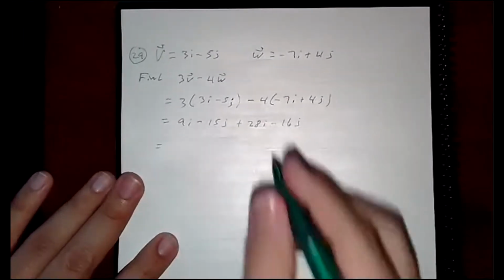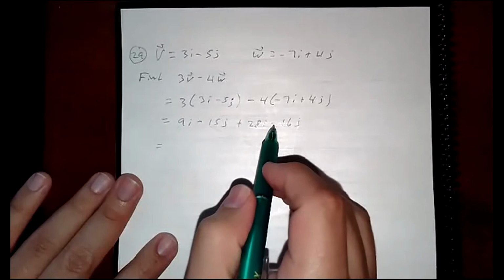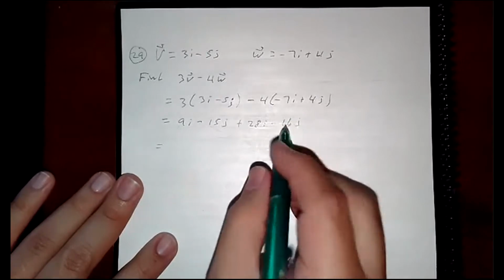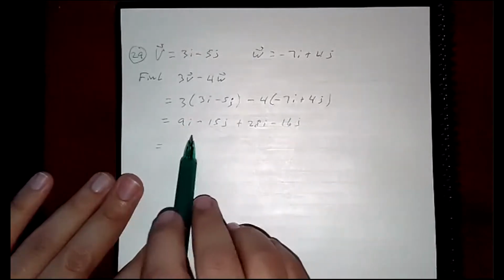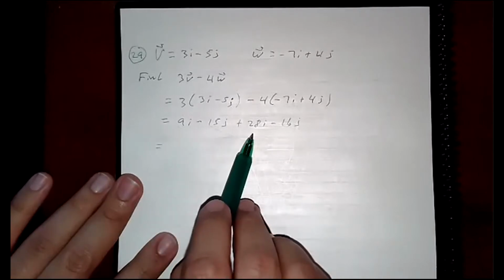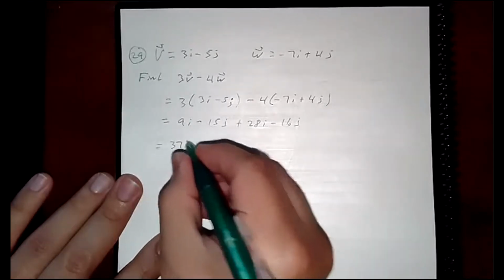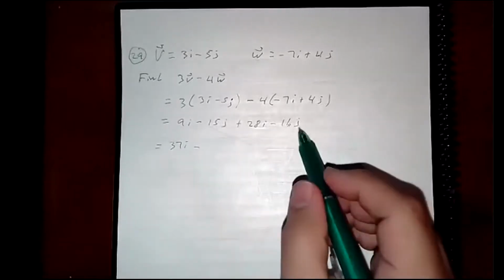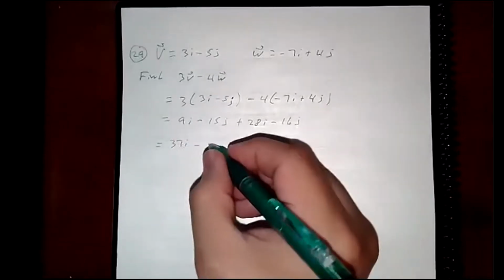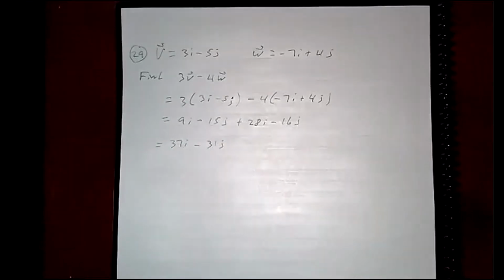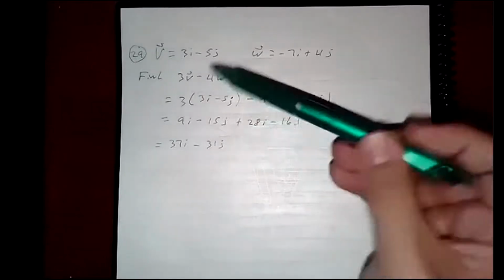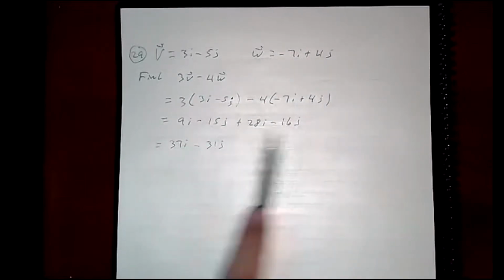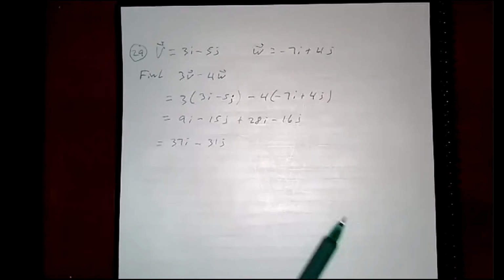Now add the like terms, and this would be 9 plus 28, which would be 37i minus 15 minus 16, that would be negative 31. But yeah, so all you have to do is multiply by the scalars first, and then add the I and J components. That's all you got to do for 29.